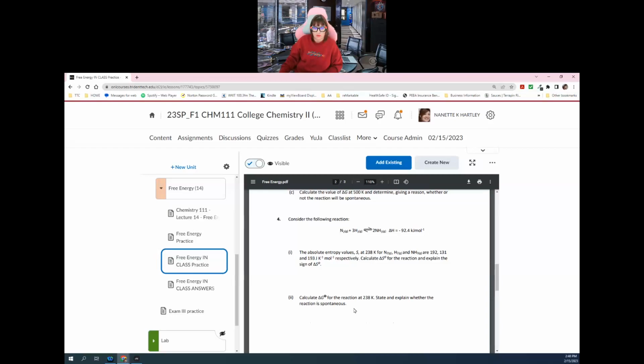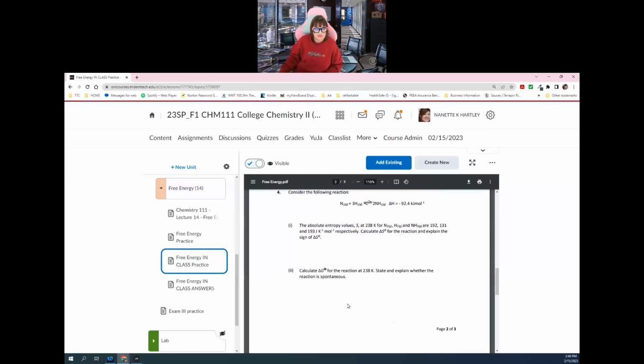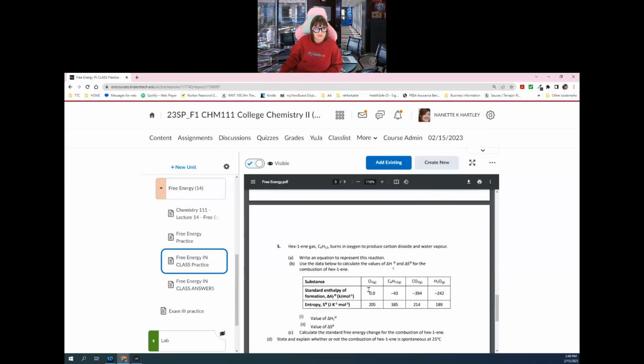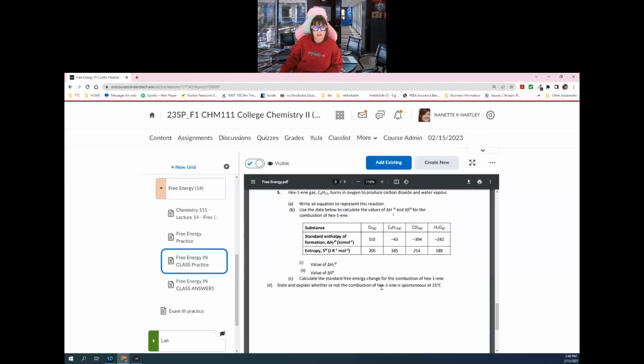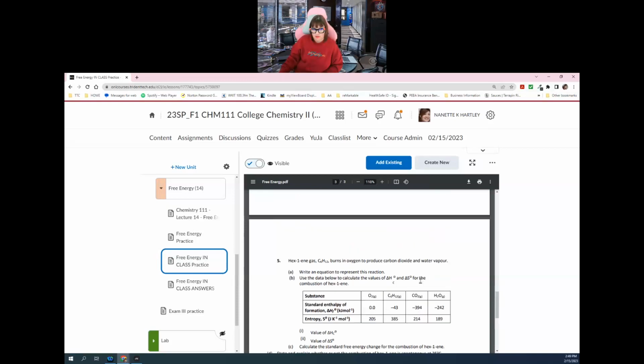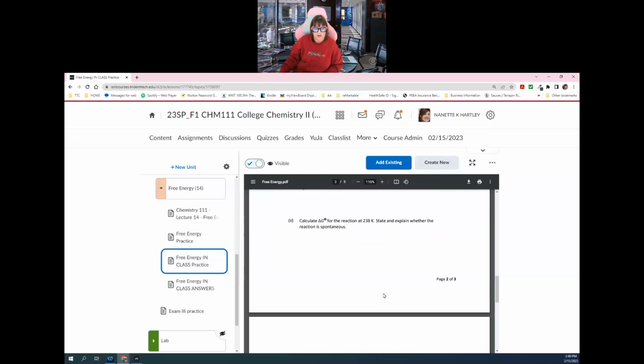We can calculate delta G for that at 238. And based on the delta G at 238, which is not a delta G naught, calculate that delta G and state whether it's spontaneous or not based on its sign. So again, less than 0 is going to be spontaneous, greater than 0 won't be. Oh, we actually did this. We have already done this one. So that one is done for you. Yay, awesome. So that's what we're talking about.